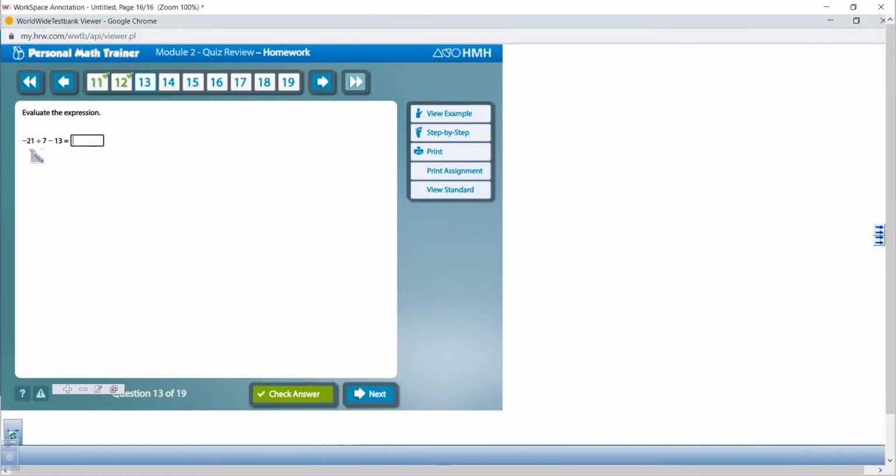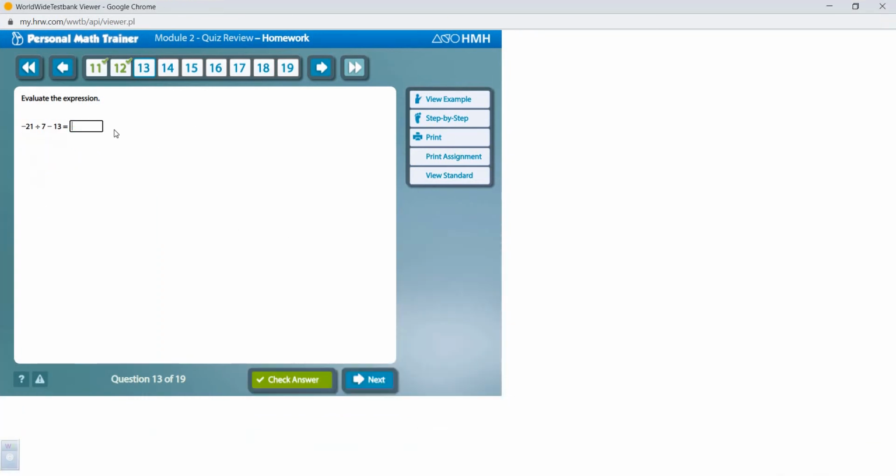Okay, again, right here, I'm going to do the division part first. Negative 21 divided by 7. A negative divided by a positive is going to be a negative. 21 divided by 7 is 3. So now I have negative 3 take away 13. But subtracting a positive is the same as adding a negative. And now I have 3 negatives plus 13 negatives, right? They're all those red circles, right? 3 reds, I'm not going to draw them out, plus 13 reds would give me 16 reds. Negative 16 is the answer we are looking for on that one.